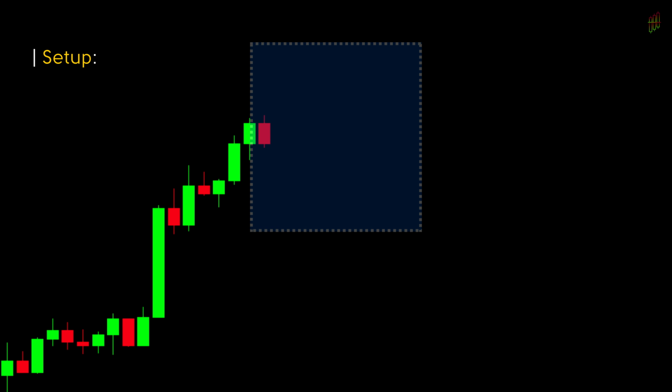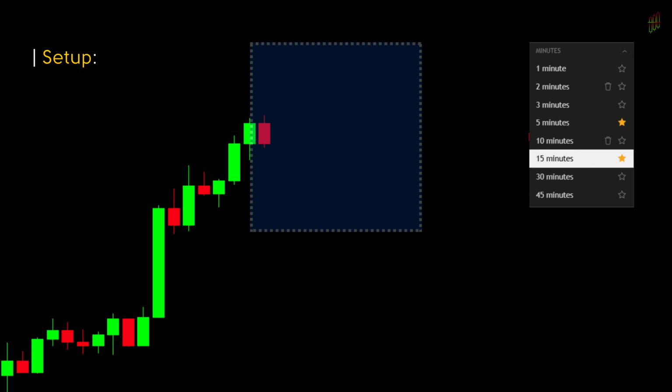First, at the open of the London or New York session, switch to the 15-minute time frame and mark the high and low of the very first 15-minute candle. This range is not a trading zone. It is an information zone that shows where liquidity is being built and where early traders are getting trapped. Once that first candle closes and the range is clearly defined, do nothing on the 15-minute chart.